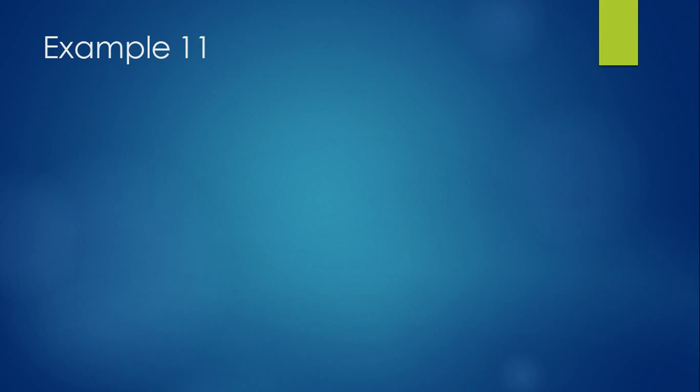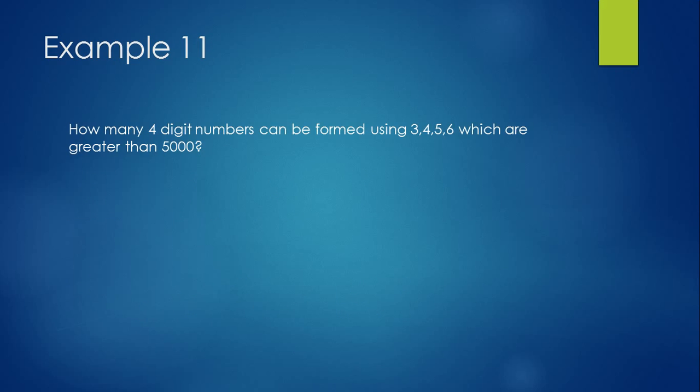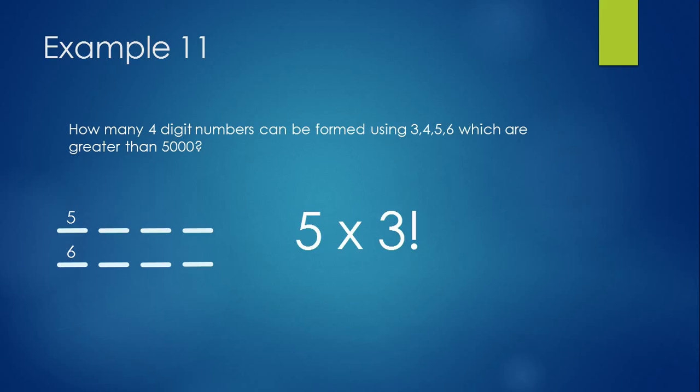How many 4-digit numbers can be formed using 3, 4, 5, 6, which are greater than 5,000? For the number to be greater than 5,000, the number should be greater than or equal to 5 in the thousands place. So the first position will be 5 or 6. There are two different arrangements, and in all arrangements there are three places left that can be filled using the three remaining elements, so it will become 2 times 3 factorial, which is equal to 30 ways.